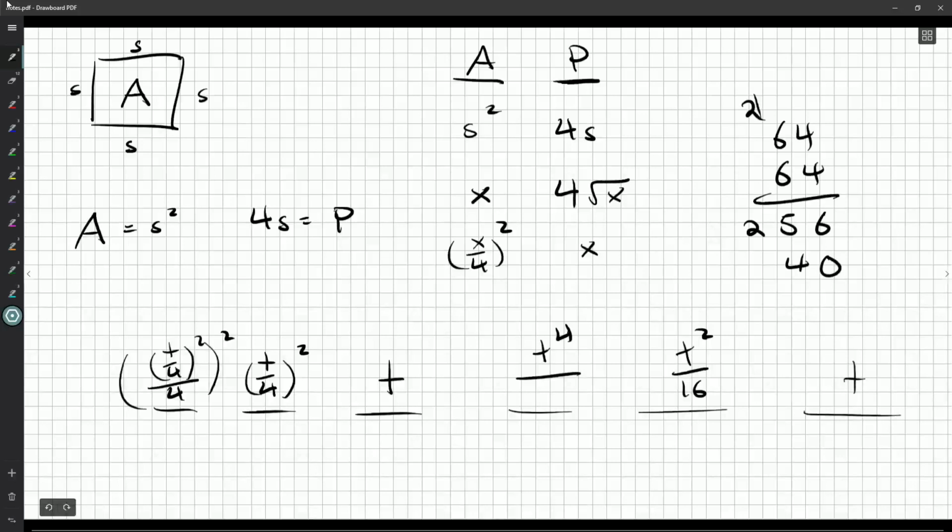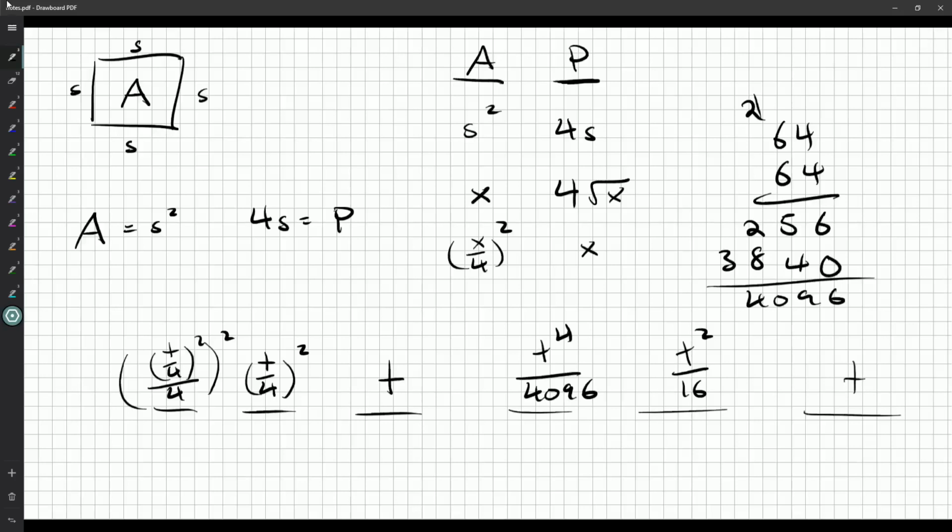4, carry the 2. Yeah, 4096. So, big numbers, but not ridiculous numbers, especially if you're in computer science, because it's just powers of 2. Okay, so I understand what my first three terms must look like.